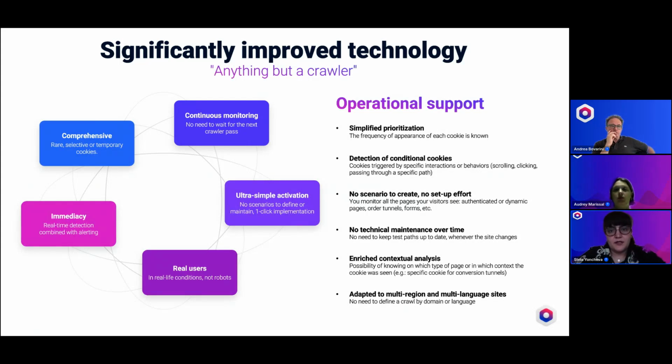As I mentioned, it's not a robot. It's with real users in real life conditions. That's why it's so efficient. And it's immediate. As I already said, it detects the changes in real time. It delivers them in real time, and you can also react very quickly, especially if we often have our confrontations with the DPO or there are complaints. In this case, you can react even before the complaints come.